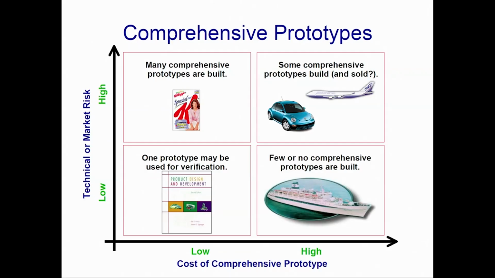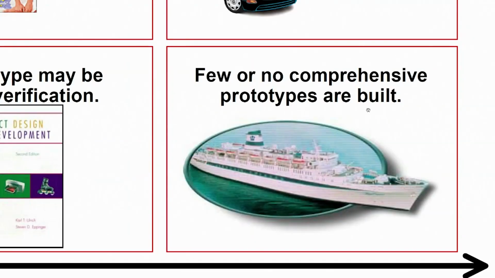And you go to the other side, technical risk, there is a beautiful ocean liner here, this extreme one. I do not know whether people say few or no comprehensive prototypes are built. It is not really true. For all the superstructure, probably no prototypes are built, but individual small parts are built, cabin layouts and all.